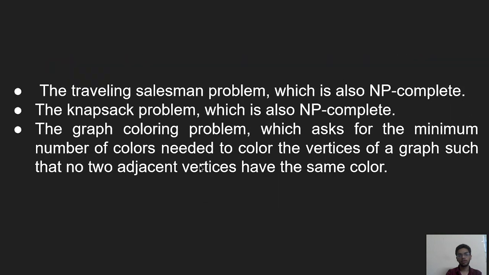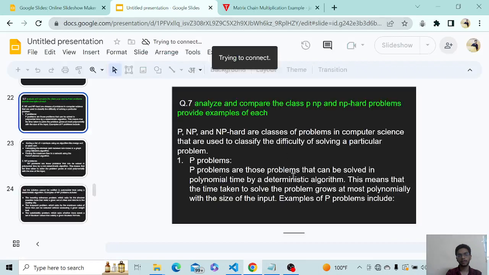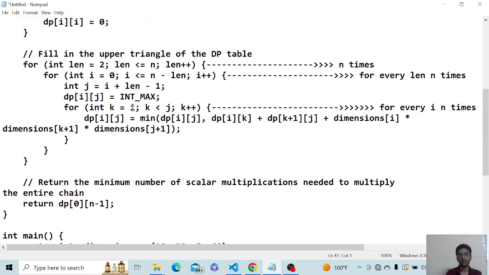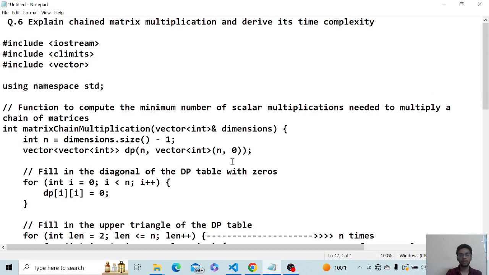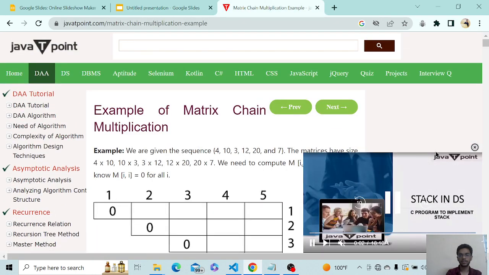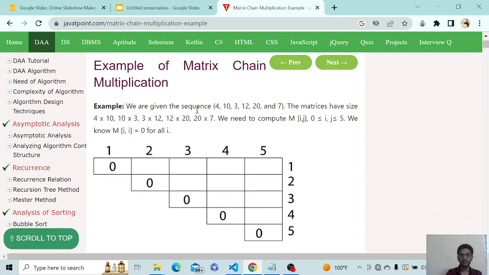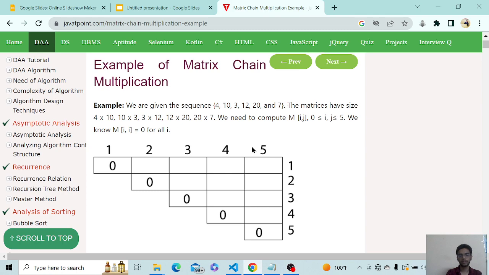So these are all about NP problem, NP hard and P problems. Now we will see another problem, the matrix chain multiplication problem. First we will see its case by visiting its sites. The matrix chain multiplication is a problem where, given a sequence of n matrices, we have to calculate the minimum number of operations to compute the result of all the sequence multiplication.